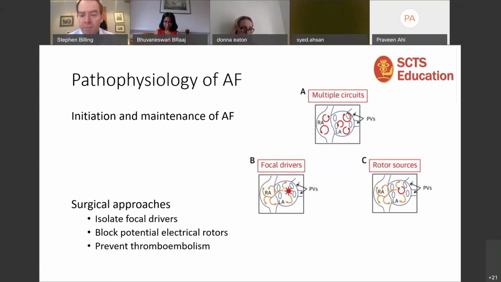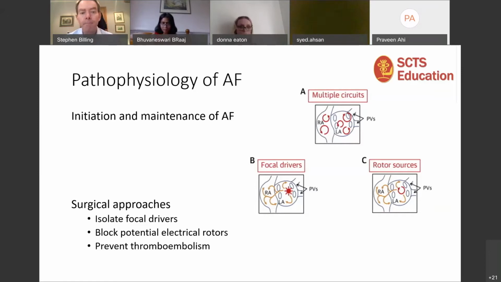And then, perhaps in some ways most important, there are rotor sources, so basically pathways around structures within the heart which allow perpetuation of atrial fibrillation, and certainly the Maze procedure is designed to eliminate all potential rotor sources. So in addressing atrial fibrillation surgically, we're looking to isolate any focal drivers, particularly in the back wall of the heart. We're looking to block all potential electrical rotors, and at the same time, the important move is to prevent thromboembolism as far as possible.